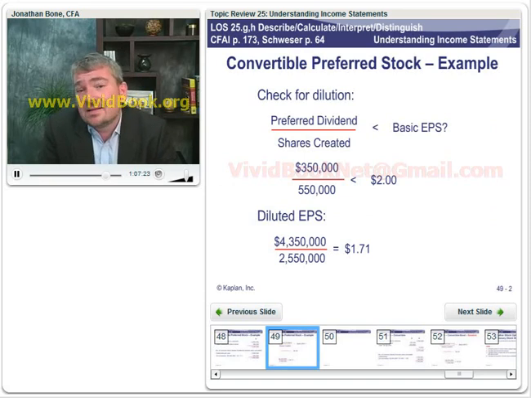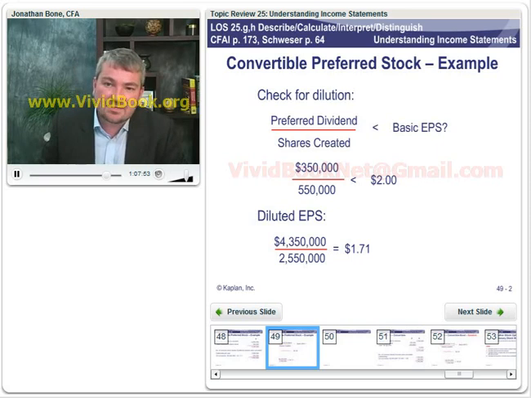Now, in class, normally at this point, someone will say, why did I bother checking for dilution? I can see that $1.71 is clearly lower than $2. It must have been dilutive. Yes, but we've only got one dilutive security in this example. Imagine a question in the exam when you've got a number of potentially dilutive securities. If you jump to the end calculation, it may be lower than basic EPS, but you could accidentally include an anti-dilutive security. So you do need to go through the process of checking each dilutive security against basic EPS if you have more than one dilutive security or potentially a dilutive security in the exam.